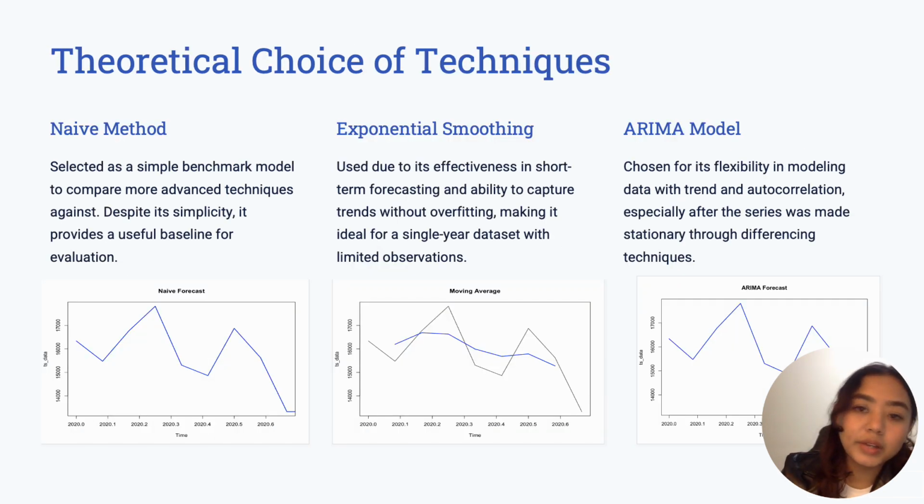Our choice of methods was intentional. The naive method offered a benchmark. Exponential smoothing was selected for its efficiency in handling short datasets like ours, and ARIMA was chosen for its flexibility, addressing trends and autocorrelation, though it required careful tuning.